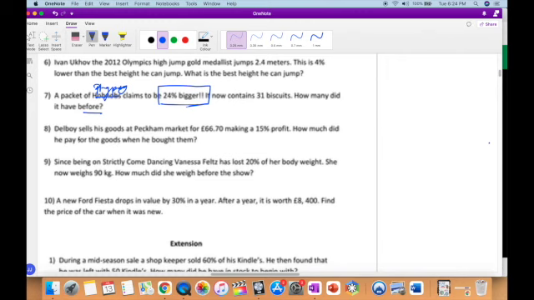So Jordan, see if you could tackle this one now. Del Boy sells his goods in our market for $66.70, making a profit of 15%. How much did he pay for the goods when he bought them?